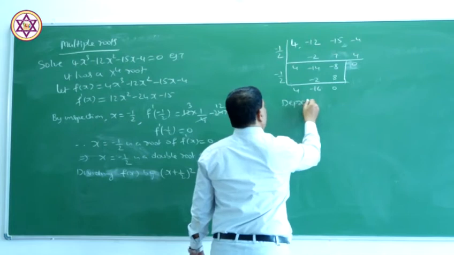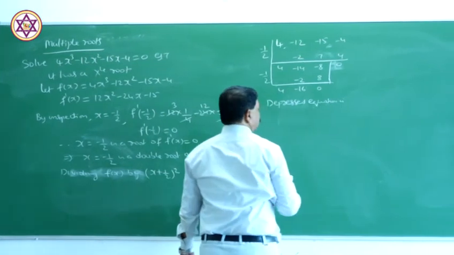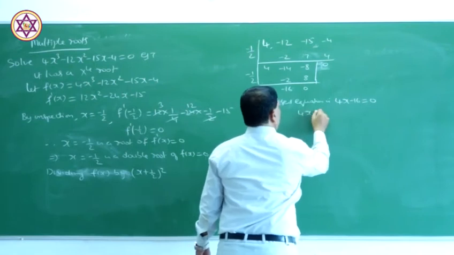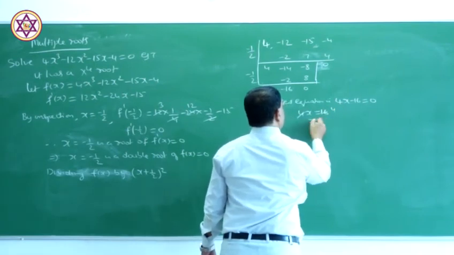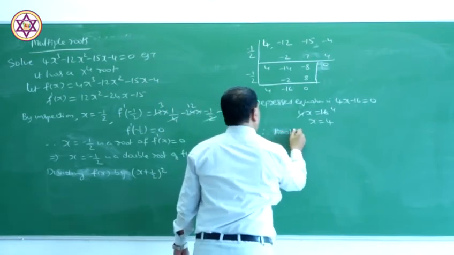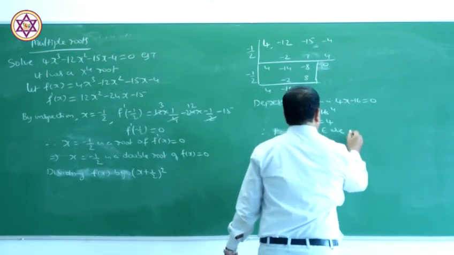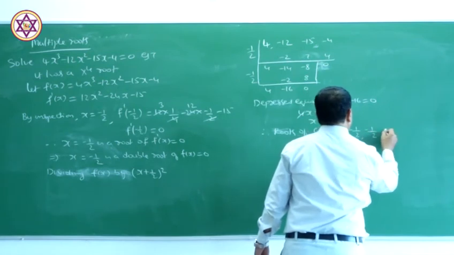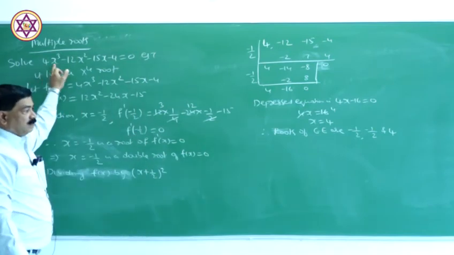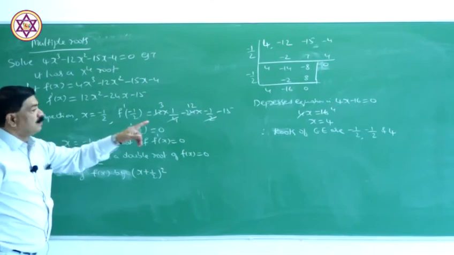Therefore, the depressed equation is 4x minus 16 is equal to 0, 4x is equal to 16, x is equal to 4. Therefore, the roots of the given equation are minus half and 4. Here this one is a cubic equation, so we get 3 roots. Roots of the given equation are minus half, minus half and 4.